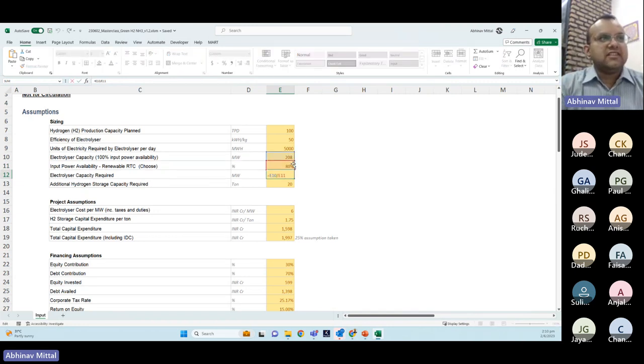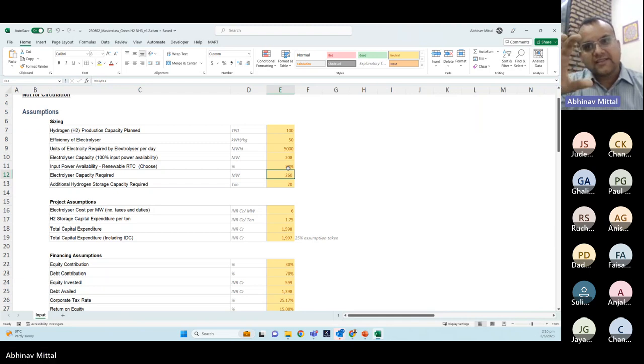So this essentially is 208 divided by 80%, so that I can go to the sizing. So this is the sizing of the electrolyzer. Now, as you can see, the base that we're starting from is the production. And that's usually the right way to start, because you need to know how much your offtake is. So you start with your end use demand, and then what is the capacity required for the electrolyzer. And now this would then impact your costing.